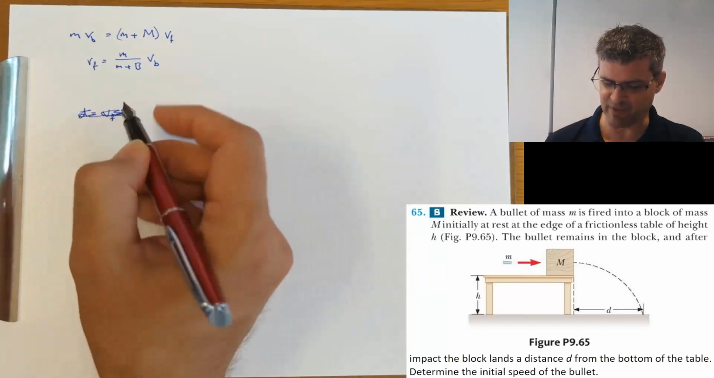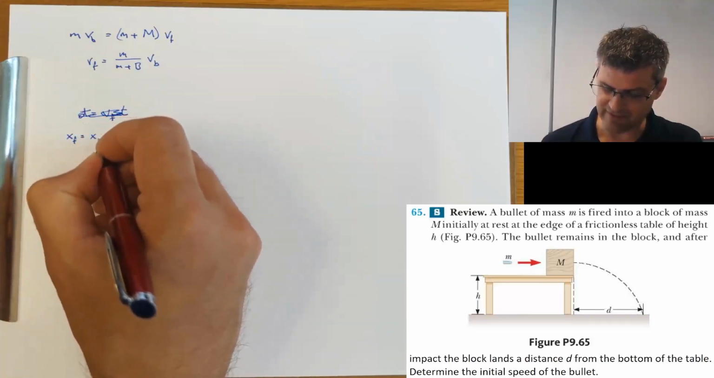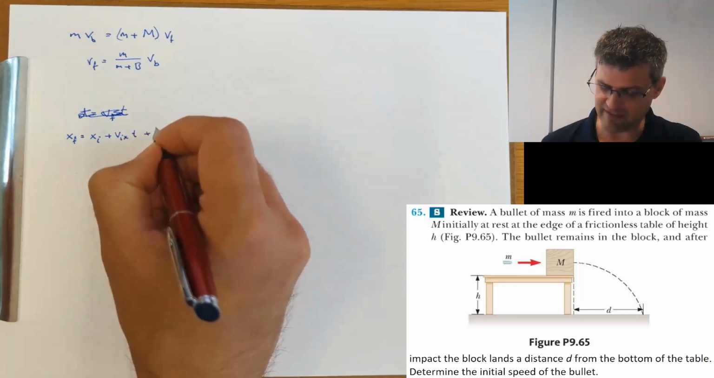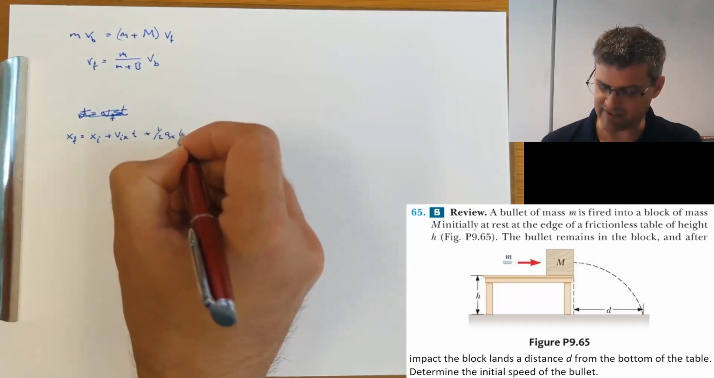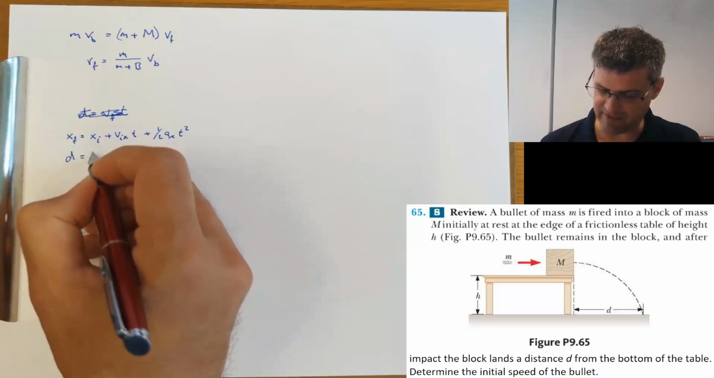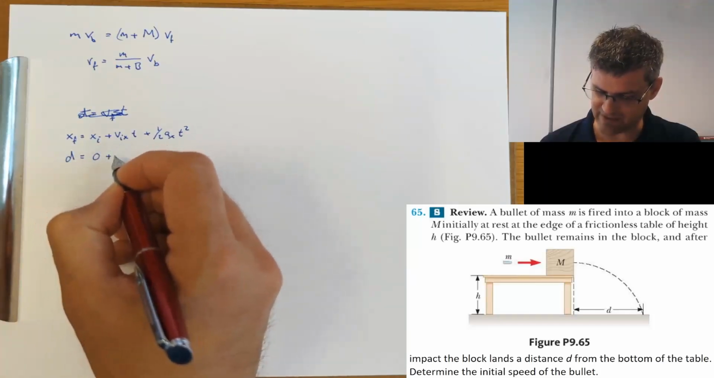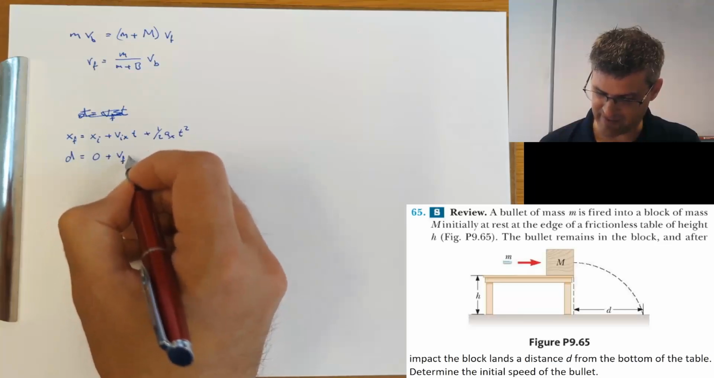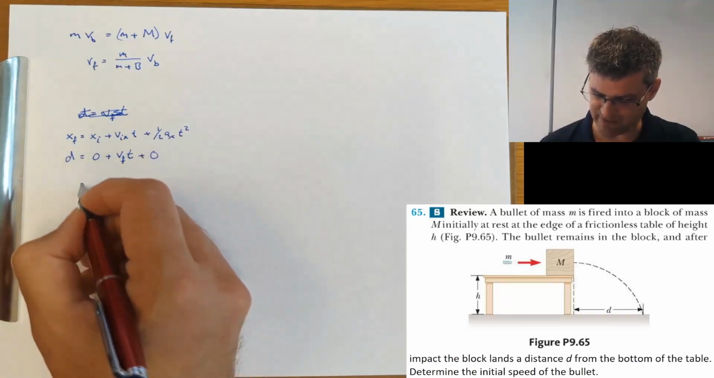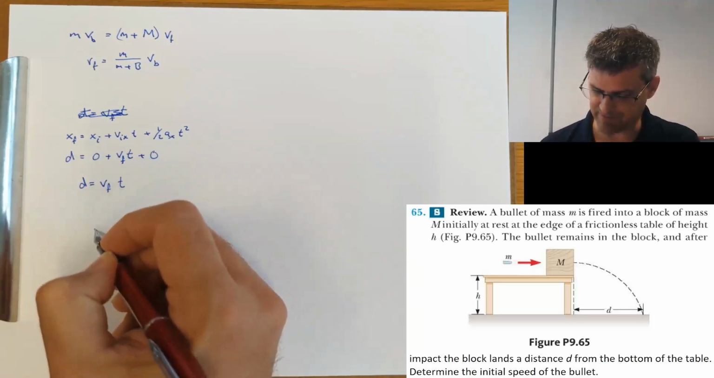And let's just take one step back. x final equals x initial plus v initial x times t plus 1/2 a x t squared. But x final is equal to d, x initial is equal to 0, v initial in the x direction is vf, and there's no acceleration. So that's where I got that equation. d is equal to vf t.